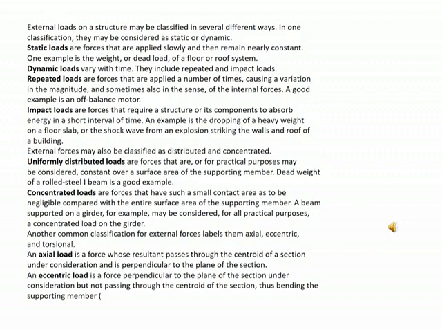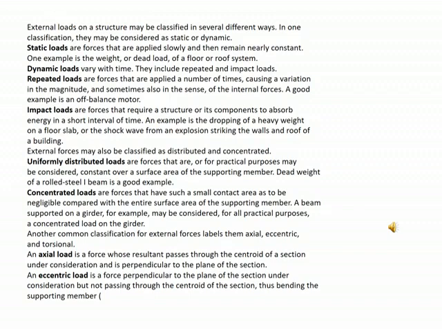External forces may also be classified as distributed and concentrated loads. So external forces can be either distributed or concentrated loads. Now we're talking about uniformly distributed loads. They are forces that, for practical purposes, may be considered constant over the surface area of the supporting member. So those are uniformly distributed loads. The weight of a rolled steel beam is a good example of a uniformly distributed load.